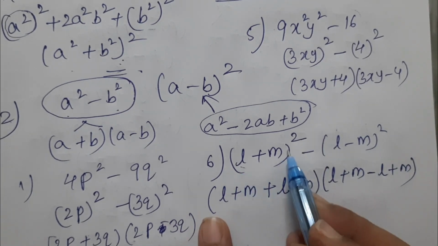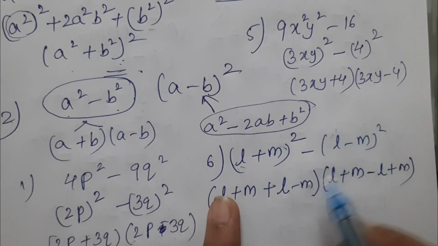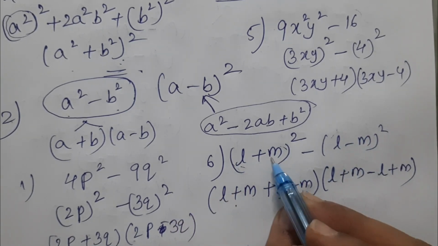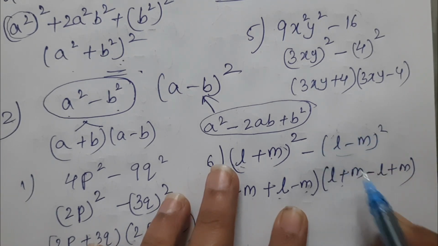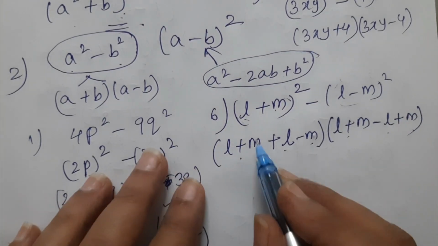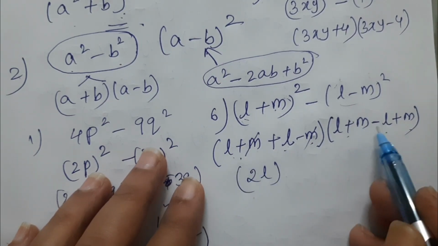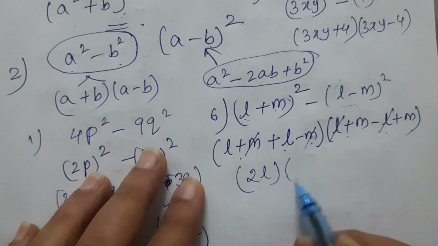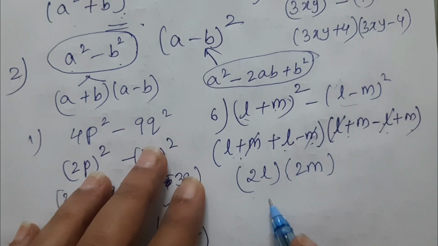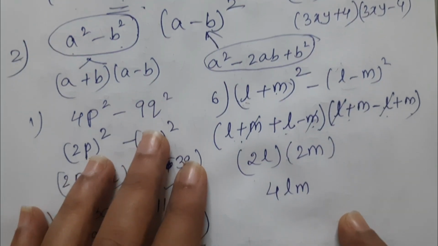So once without changing sign, we write this first as it is, that is L minus M. Again writing this and changing the sign, that is minus L plus M. So the final answer: L plus L, 2L, and here L got cancelled, 2M. So the answer is 4LM. Most probably you understood this.